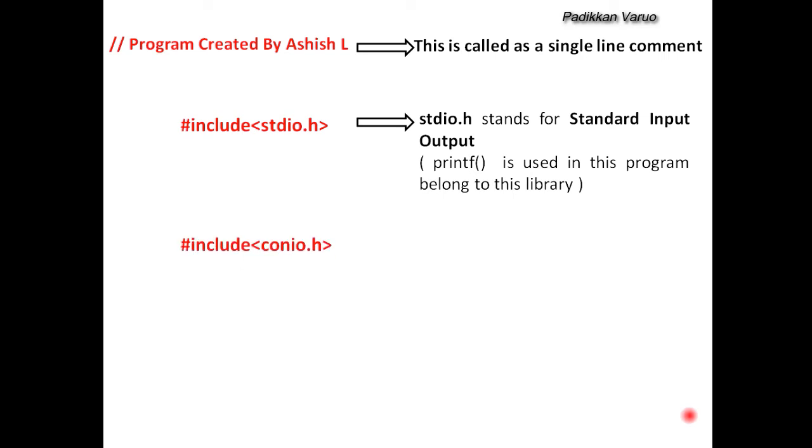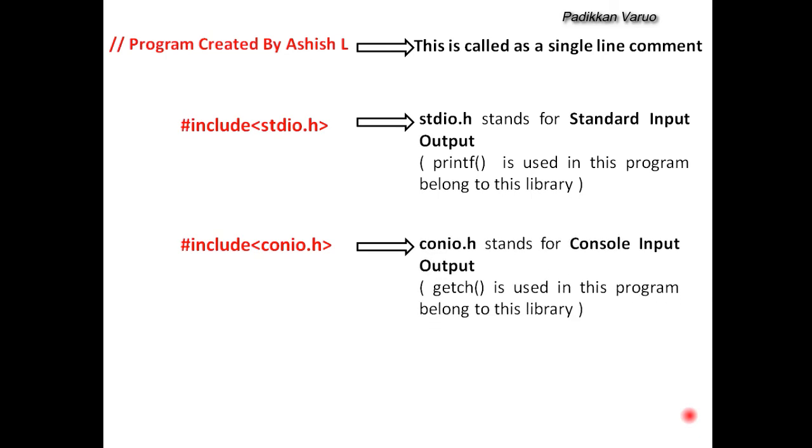The next one is #include conio.h. So what is this? conio.h stands for console input output. .h is the header file and conio means console input output. So what do we mean by console? It refers to an interface or window through which the user communicates with system programs or other console applications. I have used a built-in function named getch, which is related to this library. So stdio and conio stand for the libraries in the C program.